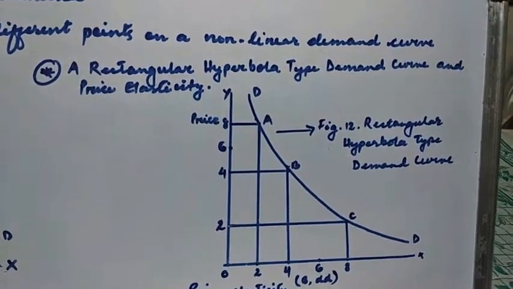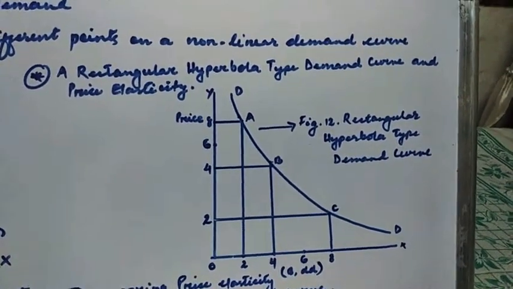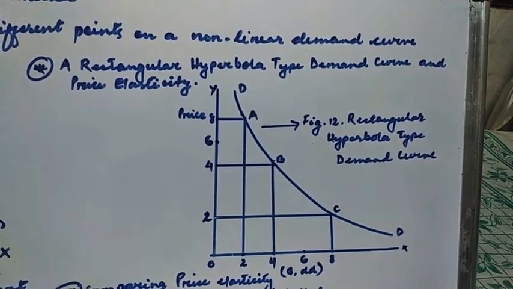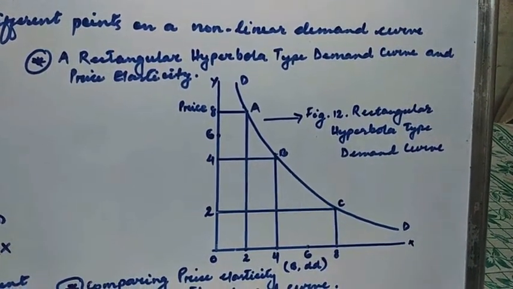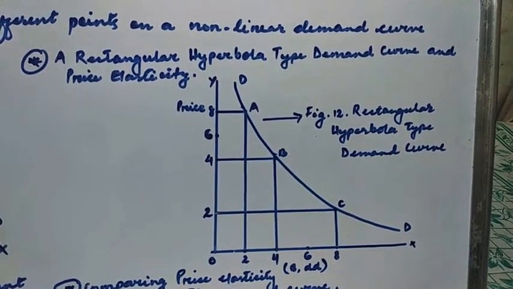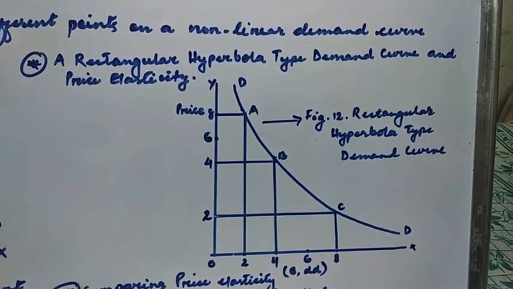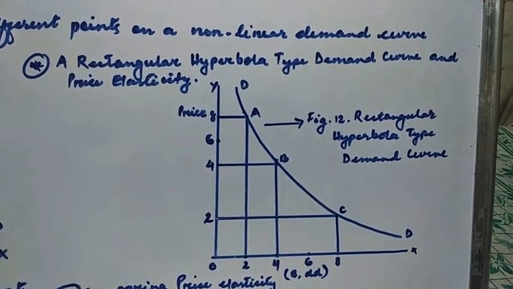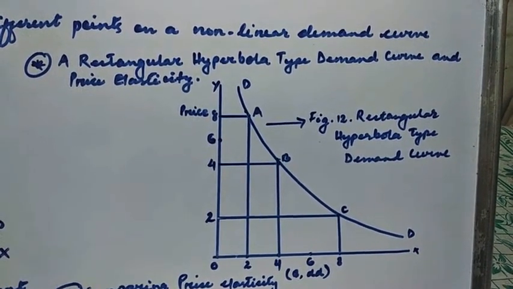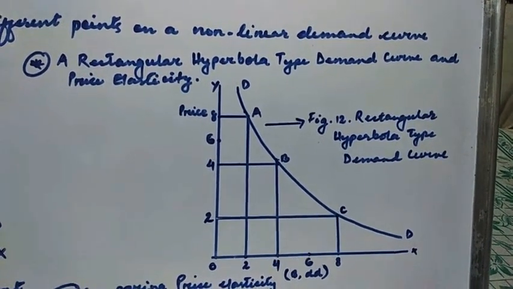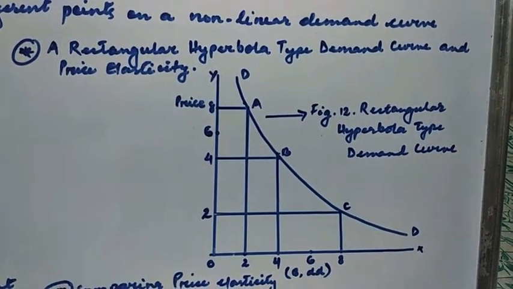So next we are discussing a case where a rectangular hyperbola type demand curve is represented by the demand curve. And what is the price elasticity when the demand curve is of the rectangular hyperbola type? So let us see and explain the diagram.